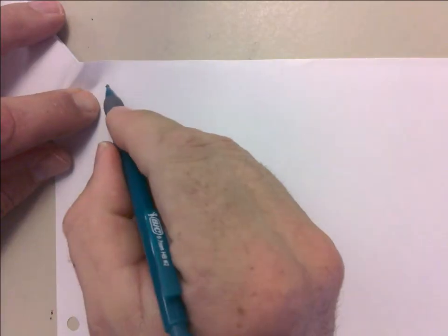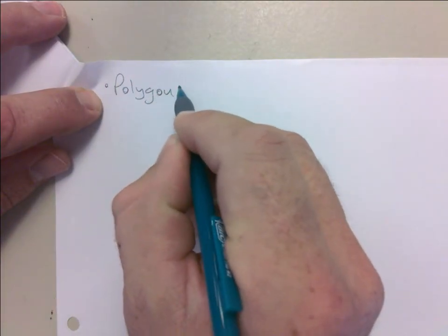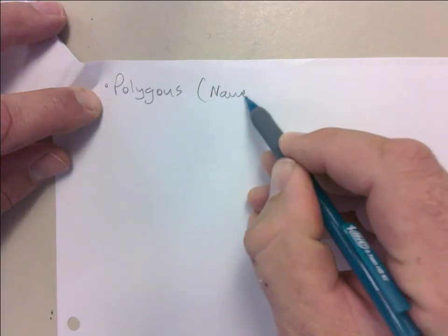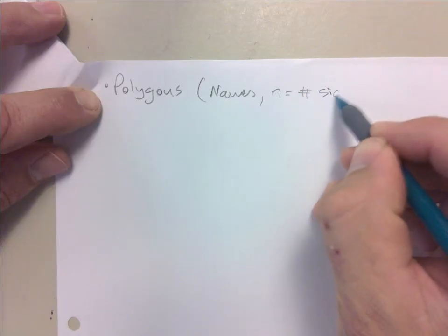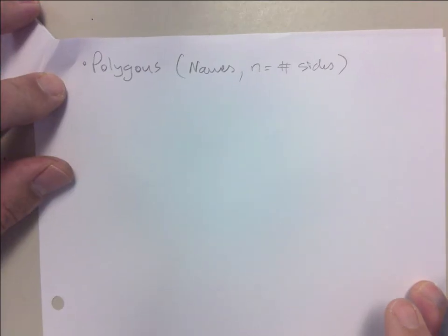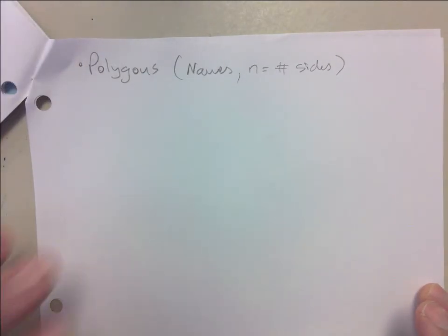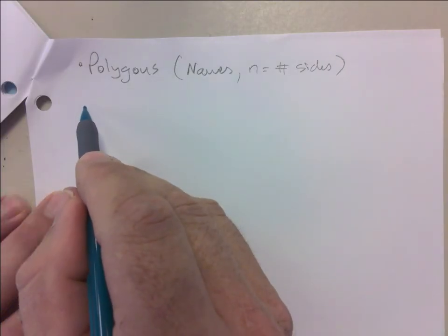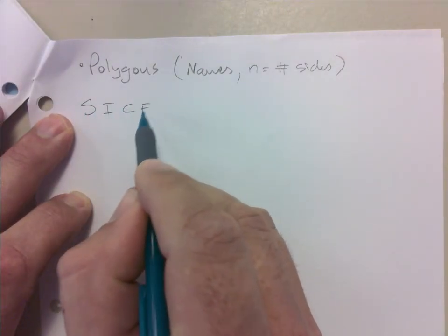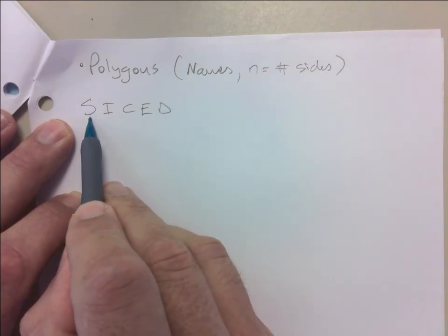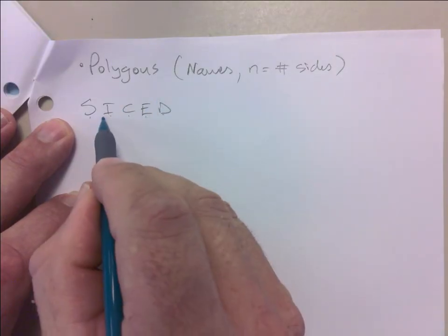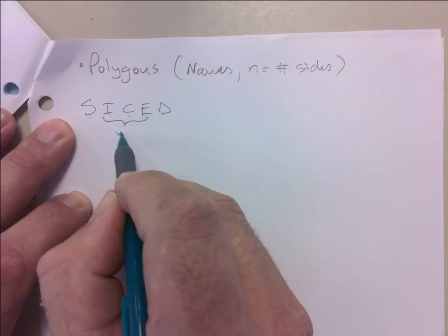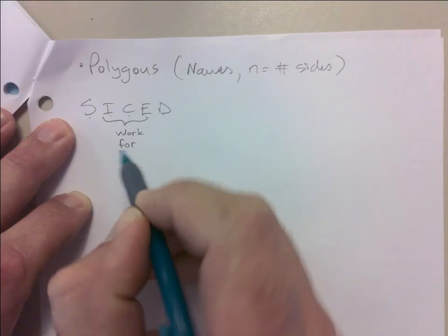Then be ready for polygons just in general. So polygons. You know their names. n is equal to number of sides. So know the prefixes. Put it on your study sheet if you need. You need these ones: sum of interior angles, interior angle, central, exterior, number of diagonals. These only work for regular polygons. Work for regular only.